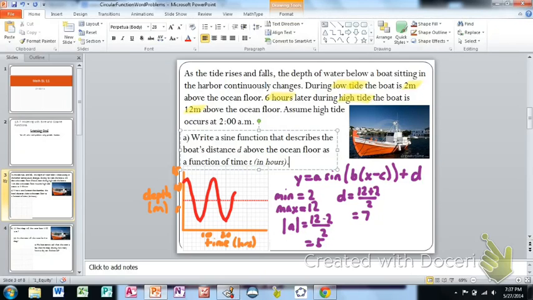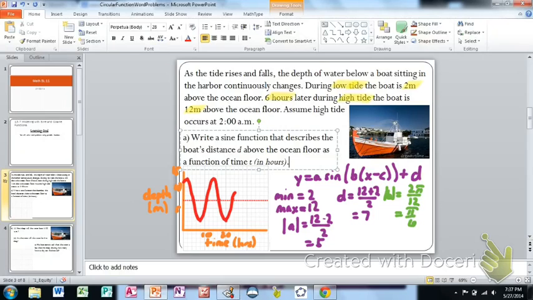Now in terms of making our equation, I've already talked about one of the other values that we need to find out, and that's the value of b. Because we know we can find the value of b by doing 2 pi divided by the period. And what we discussed is, since the tide starts over every 12 hours, that the period is going to be equal to 12. So the absolute value of b is going to be 2 pi over 12, and that's going to be pi over 6.